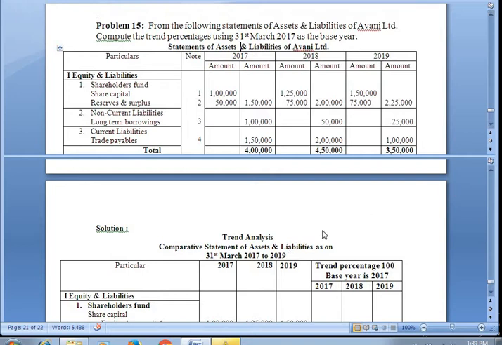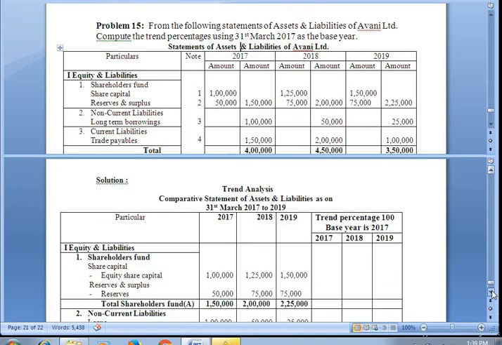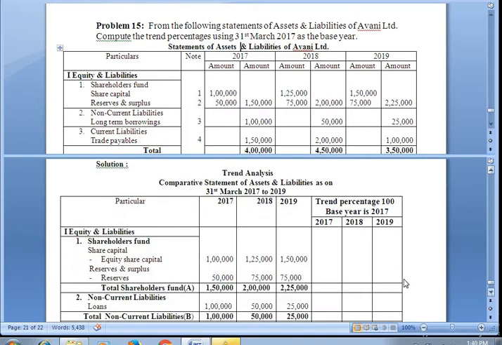Now in the next line write, this problem will take one and a half page. After that, write the solution in the next page. Heading is trend percentages, trend analysis, comparative statements of assets and liabilities as on 31st March 2017 to 2019. Now draw the statement for one page.